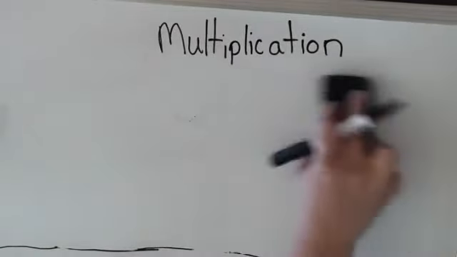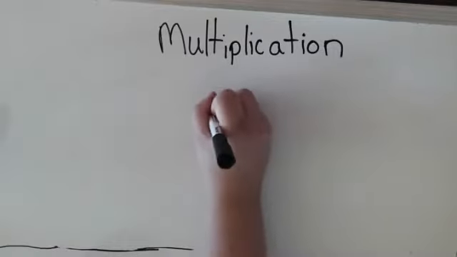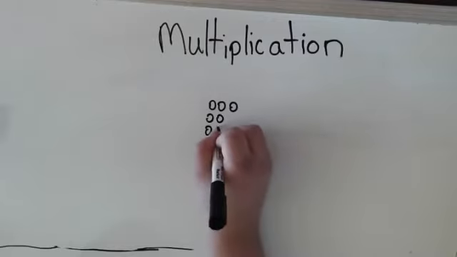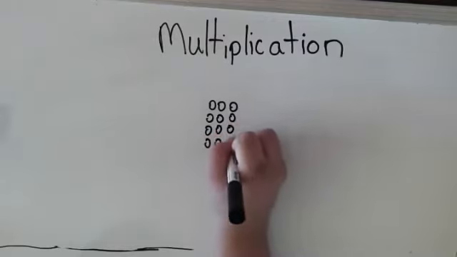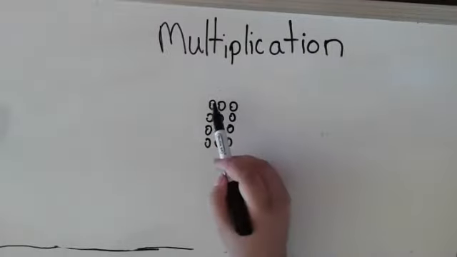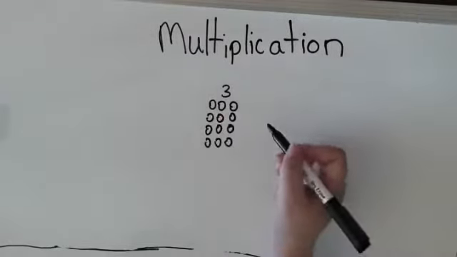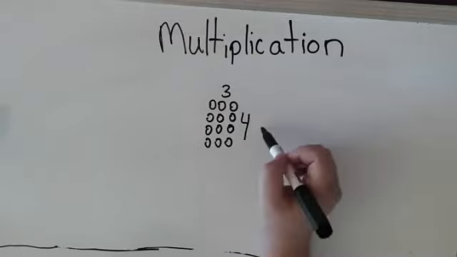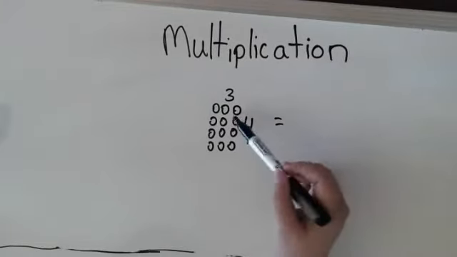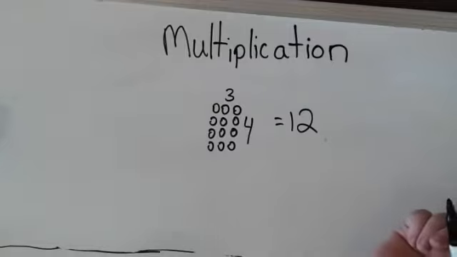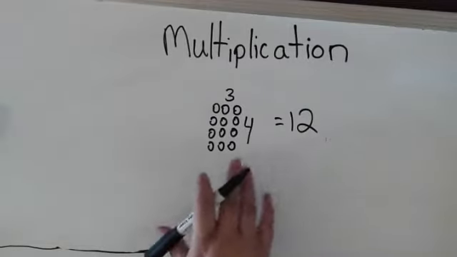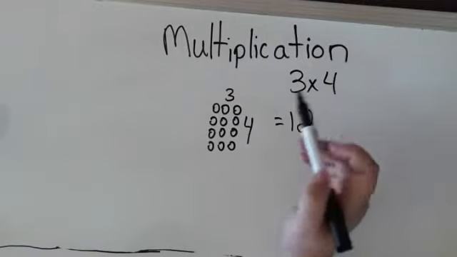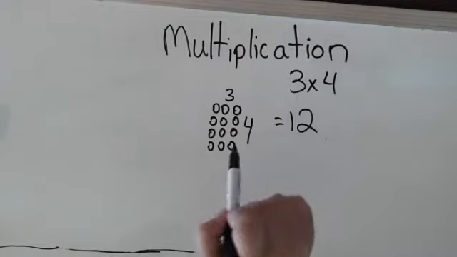So if I have the array, this array says 1, 2, 3, 3 groups of 1, 2, 3, 4, 4. So this says 3 groups of 4, which would give me altogether, if we counted, 12 little circles. So this is another array. So you can make arrays from the multiplication sentence itself, or you can make multiplication sentences from your array.